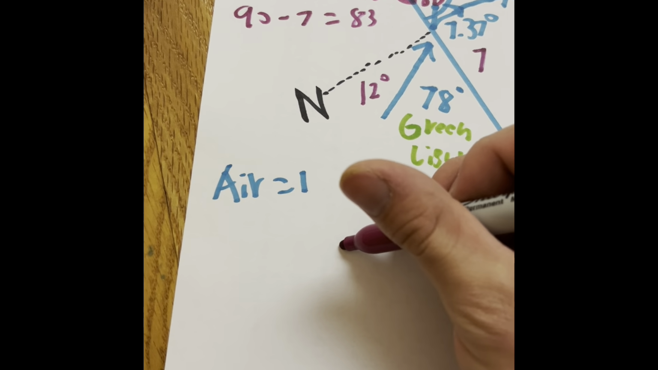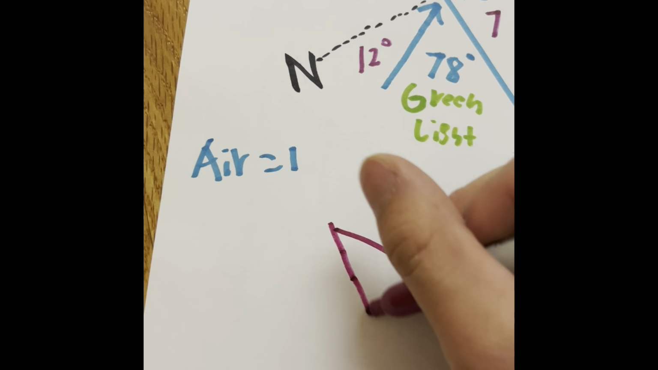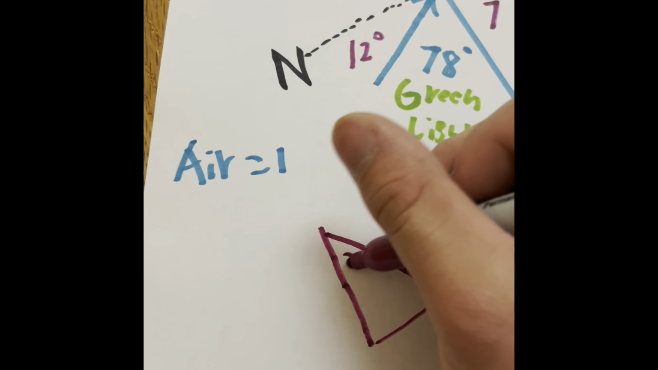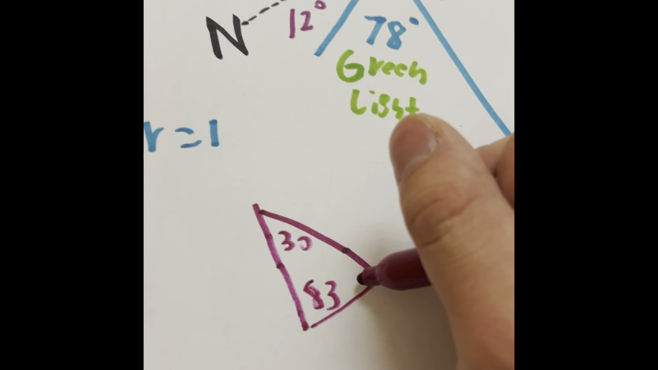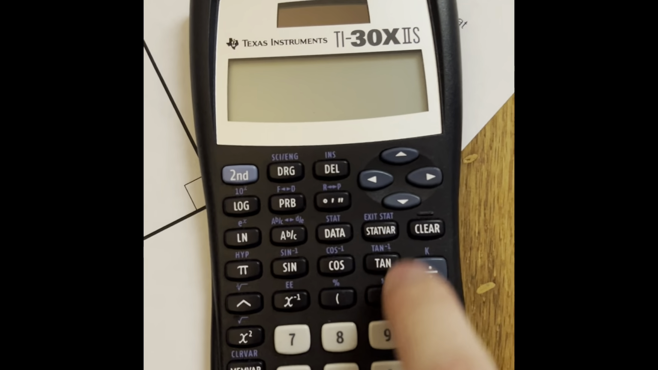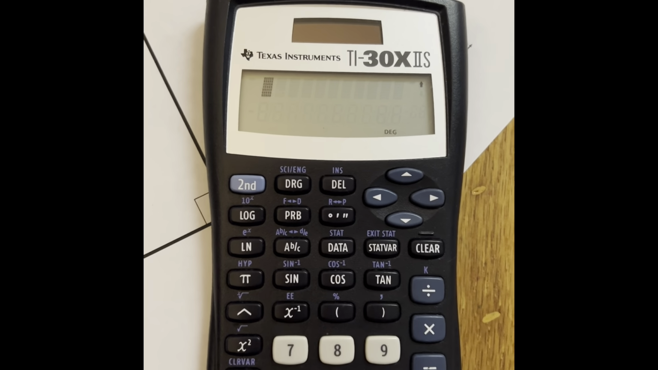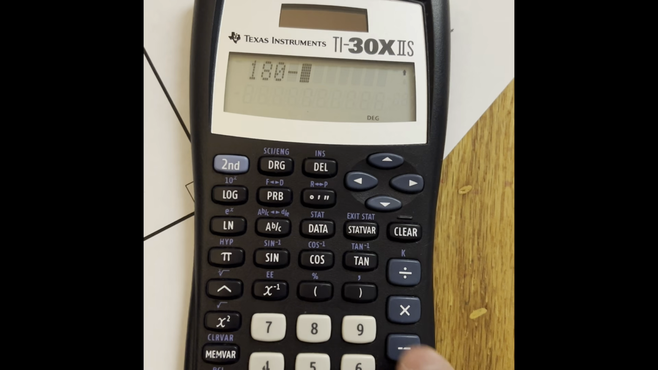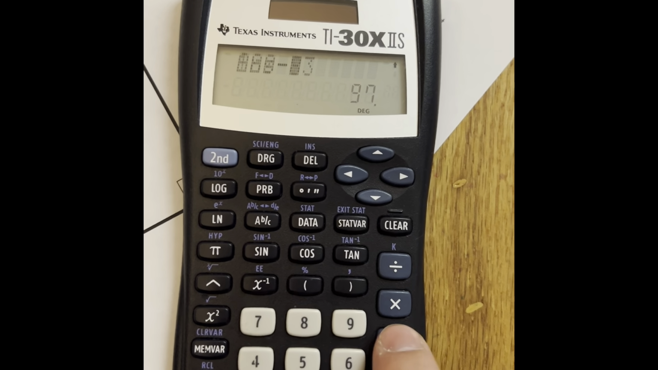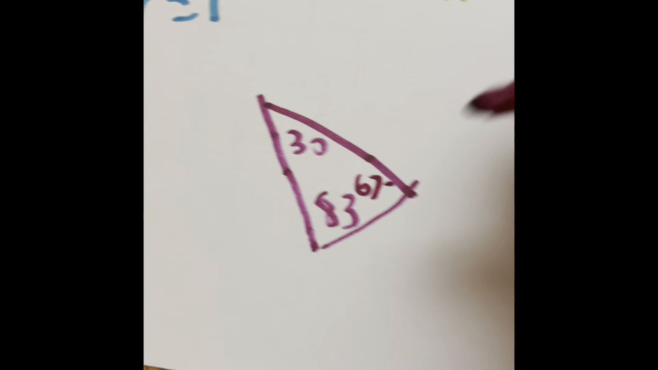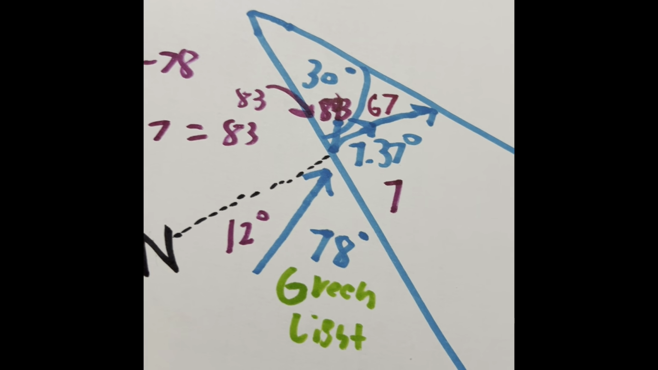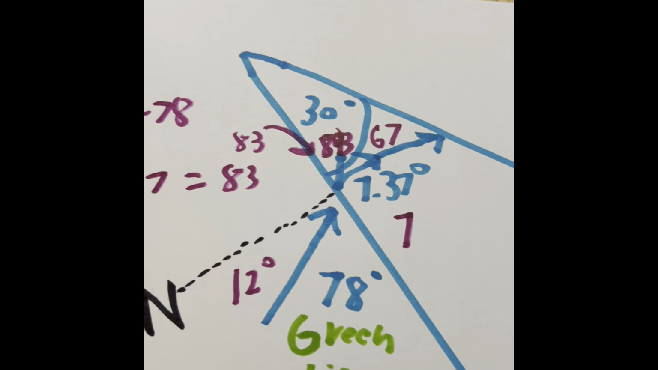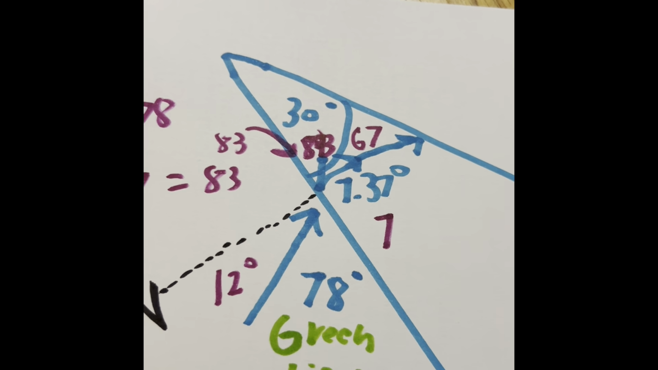I'm going to draw a triangle right here. So right here is 30. This is going to be 83. What number is going to be right there? Let's try it on a calculator. 180, subtract 83, subtract 30, and that should equal 67 degrees. 67 degrees is going to be way over here. We're calculating that angle is 67 degrees and that light goes in a straight line.